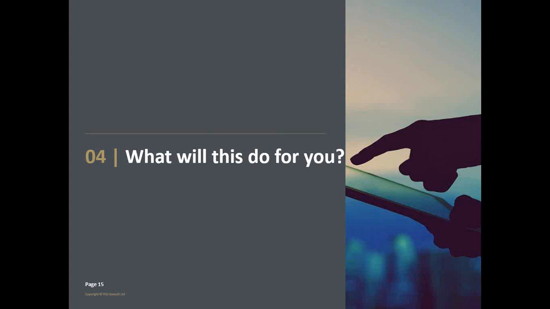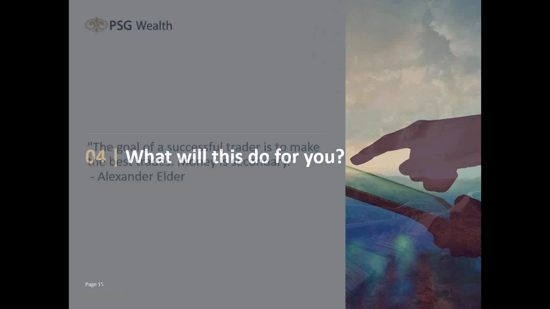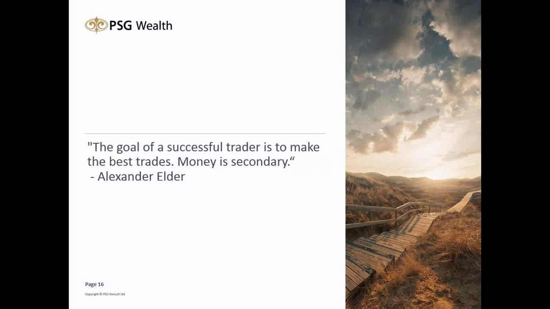Okay, so what does all this mean to you? How can we benefit from it? So here's a quote from Dr. Alexander Elder, and a lot of you have seen me talk about Dr. Alexander Elder before, but he wrote a book called Trading for a Living. The goal of a successful trader is to make the best trades. Money is secondary. So my goal as a trader, for example, is to become a consistently profitable trader. Money will take care of itself.